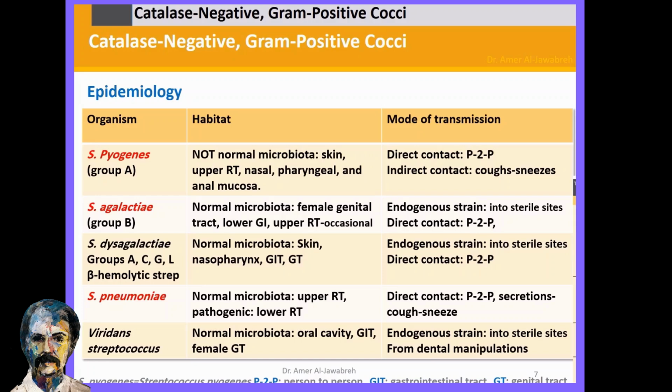Viridans group, the green one, the same thing. Normal microbiota in the oral cavity, GI tract, gastrointestinal, and female genital tract. Endogenous strain, it can be there originally. Into sterile sites from dental manipulations. This can cause problems. If you go to the dentist, it's in your mouth and there's some sort of a wound during the dental manipulation. By mistake, it can introduce this into your blood, then a problem happens.